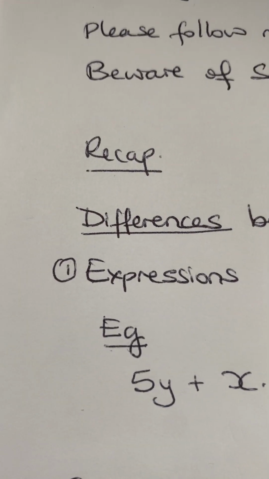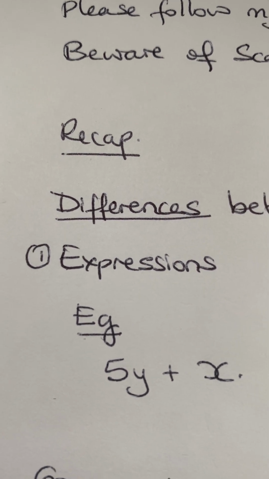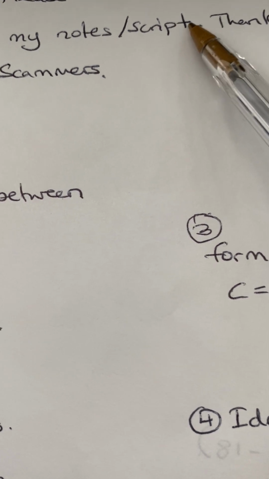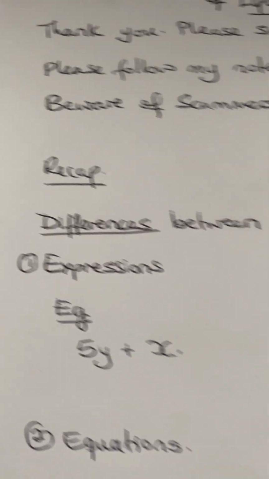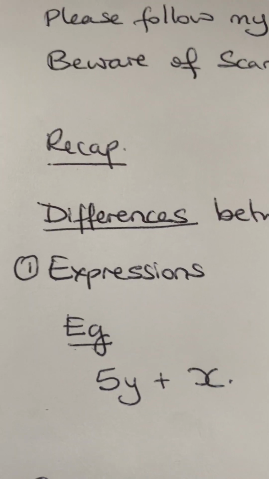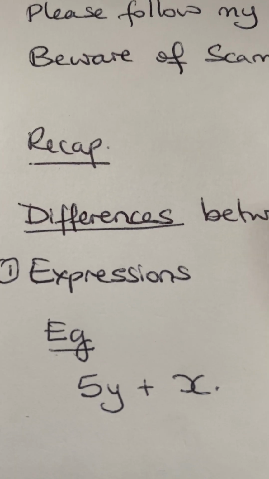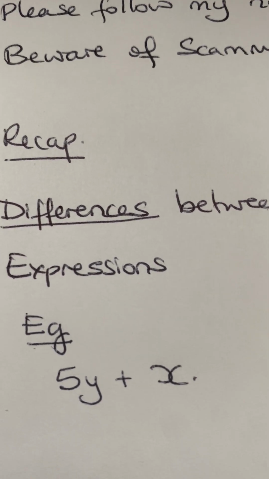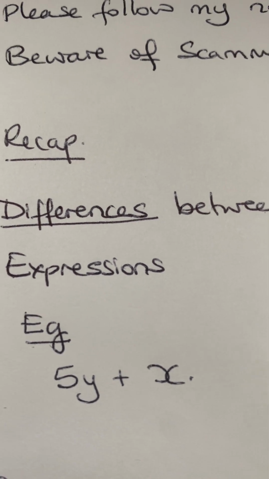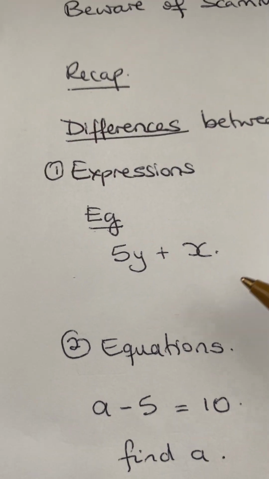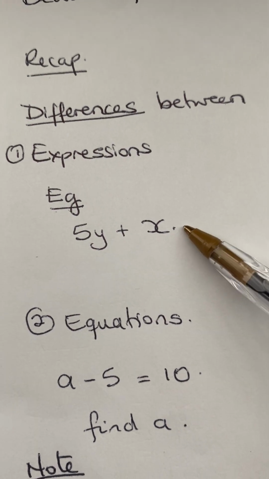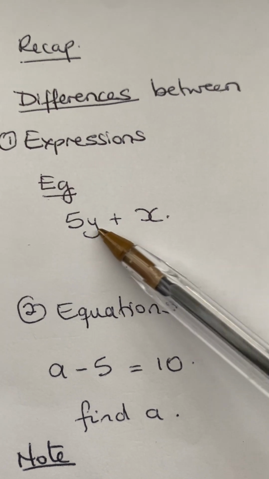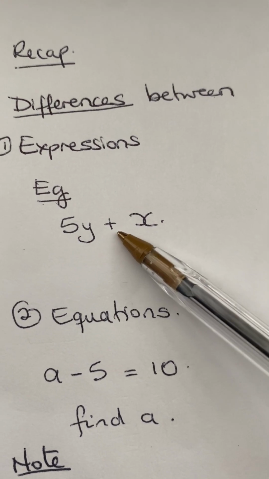And then I normally write in the comment section, please follow my notes/scripts. Okay, these are my notes. But at times I watch the video before I upload, and then when I upload, I watch it again to see what is being shown. Okay, and at times I realize that I want to say, like this equation, 5y plus x, and it comes out as 5x plus y.